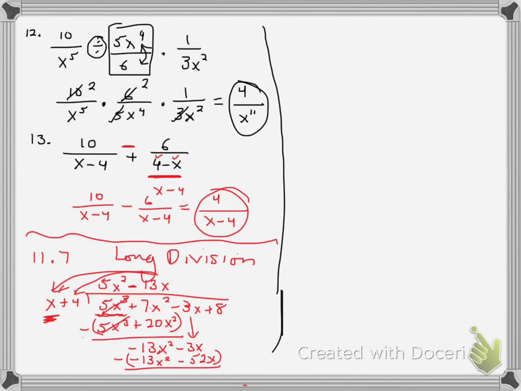I subtract, and so that becomes negative 13 plus 13, negative 3 plus 52. Running out of room here, but that'll be 49x. Bring down the plus 8. Do it one more time. X times what equals 49x, so that'd be plus 49. And multiplying back.